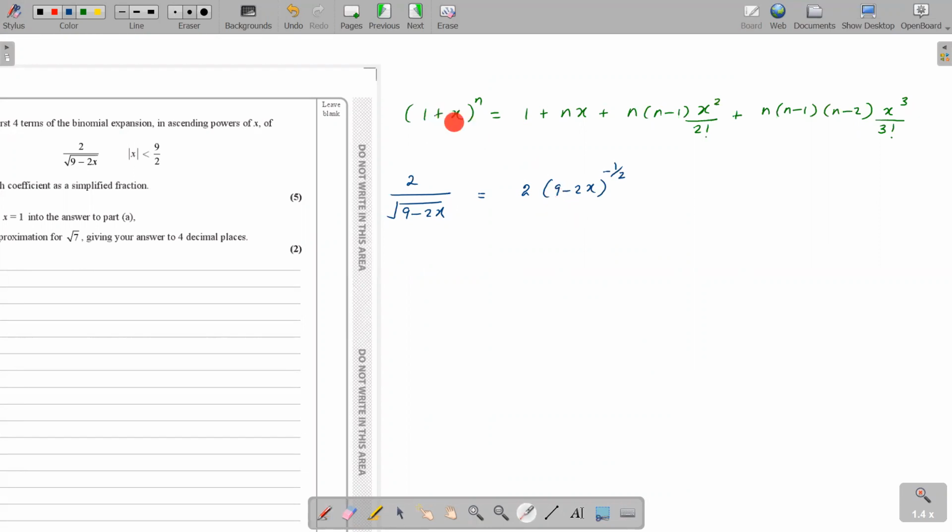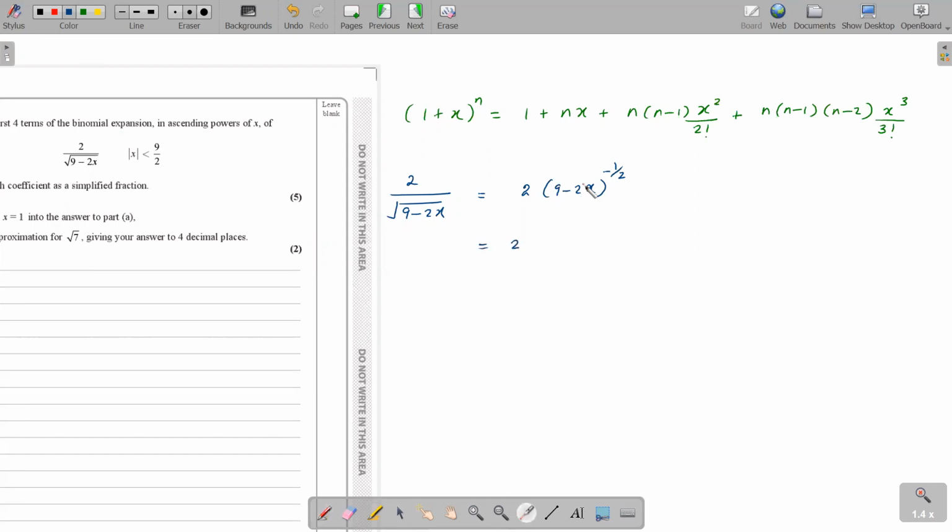Basically here the plus x can be anything. It can be 2x, 3x, 5x. We can just replace the x value. However, it's mandatory that we have a 1 here. We can't have a 9. So what should I do here? I'll take a 9 out. How do I take a 9 out?